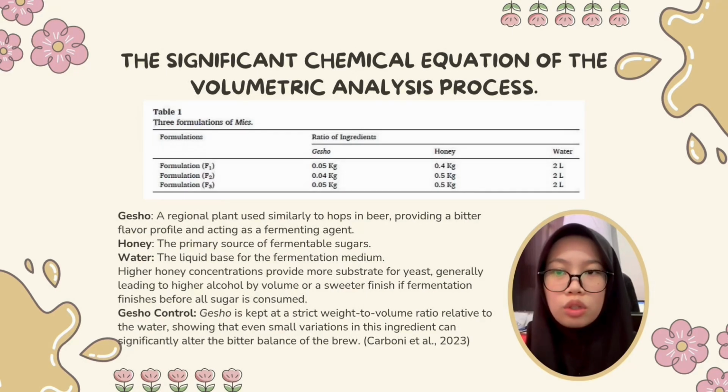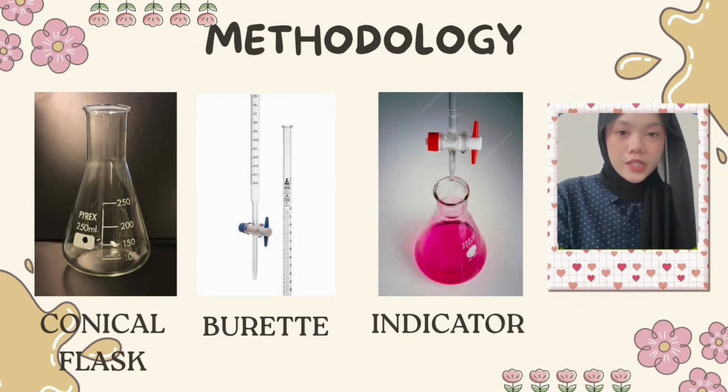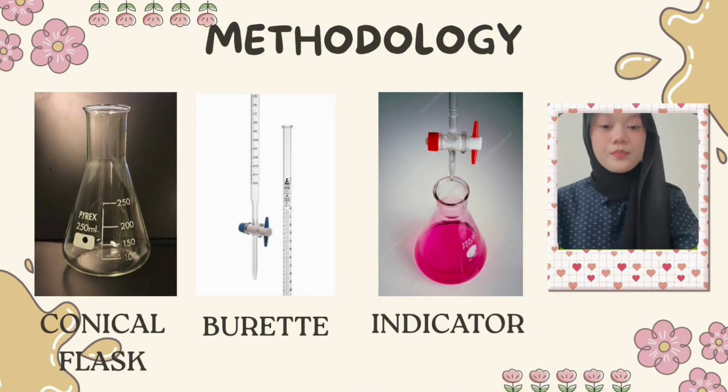For Gesho control, Gesho is kept at a strict weight-to-volume ratio relative to the water, showing that even small variations in these ingredients can significantly alter the bitter balance of the brew. These are the apparatus and materials that we need in order to conduct a titration experiment, which are the conical flask, burette, and also the indicator.